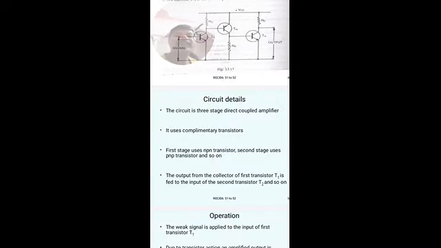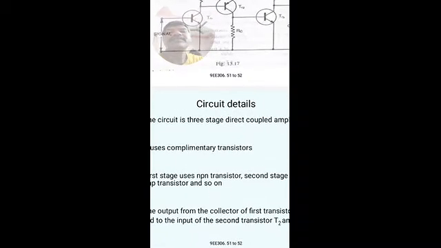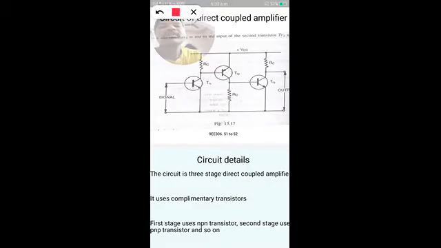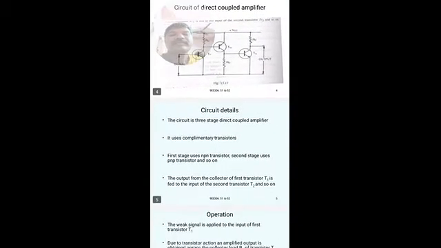The output from the collector of the first stage transistor T1 is connected directly as the input of the second stage transistor T2, and so on.